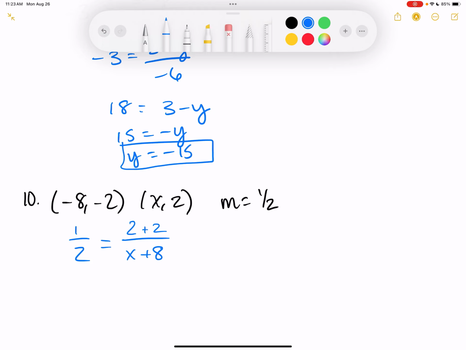I put 1/2 equals 4 over x plus 8, and then you can multiply by x plus 8 on both sides. Yep. So I'm going to get x plus 8 times 1/2. I'm going to do it this way to make life easier, instead of multiplying it through. Now what?